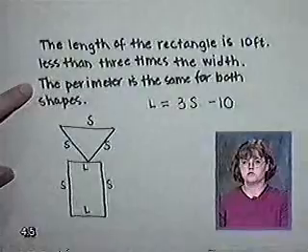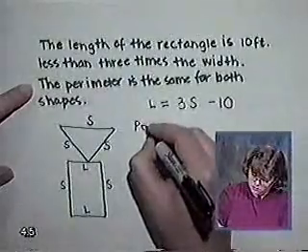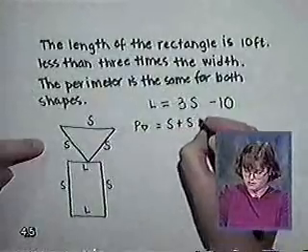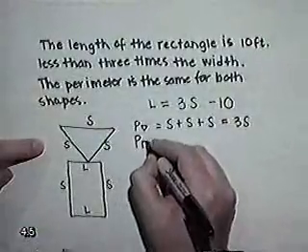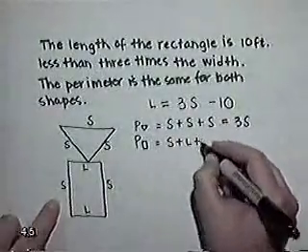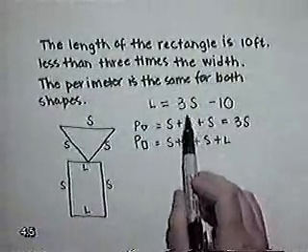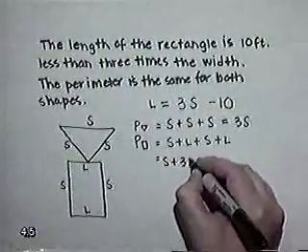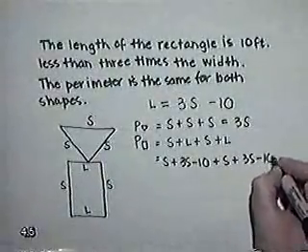So let's write equations for the perimeter of each shape. So for the perimeter of the triangle, that's going to be S plus S plus S, or 3 times S. The perimeter of the rectangle is S plus L plus S plus L, and I will replace or substitute 3S minus 10 for L. S plus 3S minus 10 plus S plus 3S minus 10.